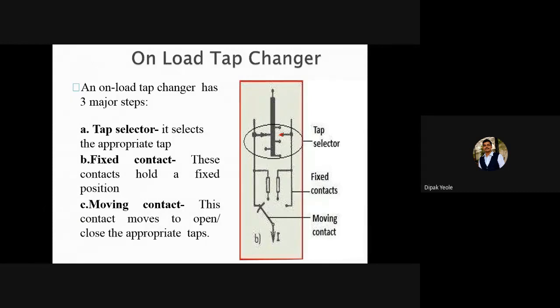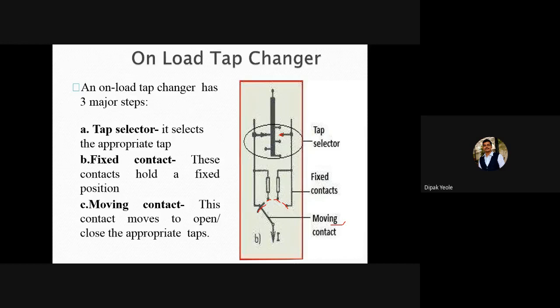Obviously there is a fixed contact available, and there is a moving contact available, and because of this position of the tap changer, the position is going to change from this to this, from this to this, and from this to this. Here you can see positions 1, 2, 3, 4 are available for changing this moving contact. An on-load tap changer has three major steps. What is the first? Tap selector. It selects the appropriate tap. Fixed contact. This contact holds a fixed position.